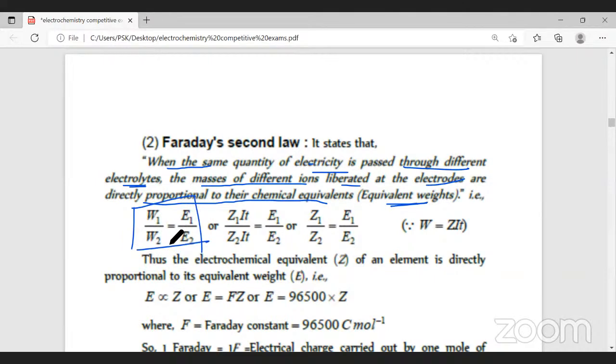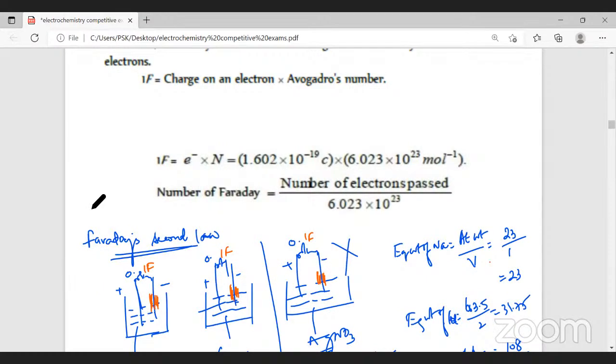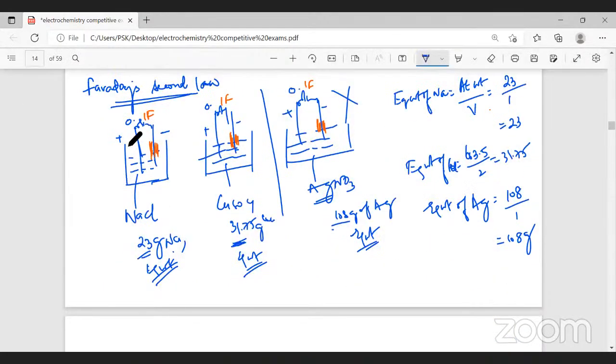Now, this is the mathematical representation of Faraday's second law: W1 divided by W2 is equal to E1 divided by E2. W1 is the weight of metal deposited in one cell divided by the weight of metal deposited in the other cell, equal to the equivalent weight of the first cell divided by the equivalent weight of the second cell. If we take these two, the weight of sodium deposited divided by the weight of copper deposited will be equal to the equivalent weight of sodium divided by the equivalent weight of copper.